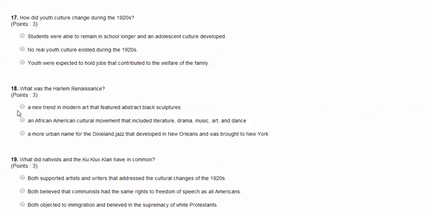Number 18, what was the Harlem Renaissance? A new trend in modern art that featured abstract black sculptures, an African American cultural movement that included literature, drama, music, art, and dance, or a more urban name for the Dixieland jazz that developed in New Orleans and was brought to New York.